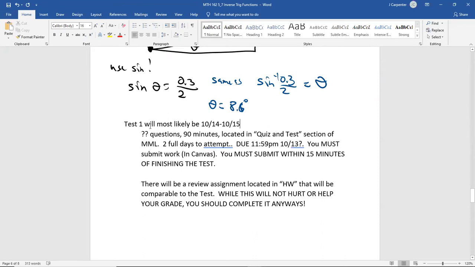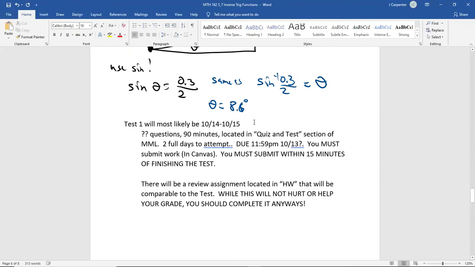I still don't know how many questions it's going to be. You are going to have 90 minutes. So I had said that I was going to do this test in my math lab, and it would be under your quiz and test section. I might go back on this. I probably won't, but I might. I might make this just a handwritten test. I have not fully decided because I'm thinking about some complications that you don't need to worry about.